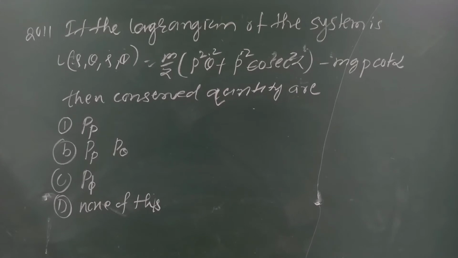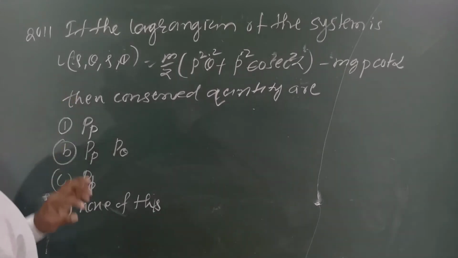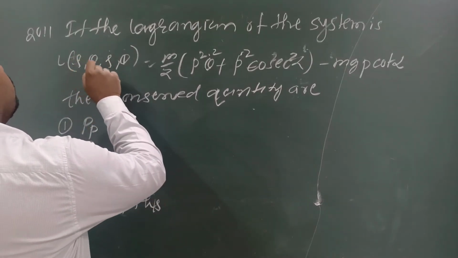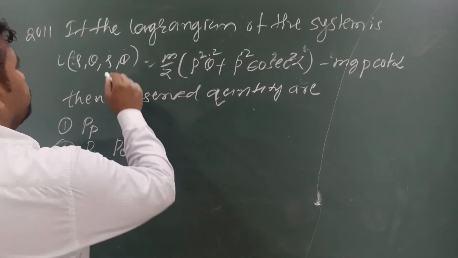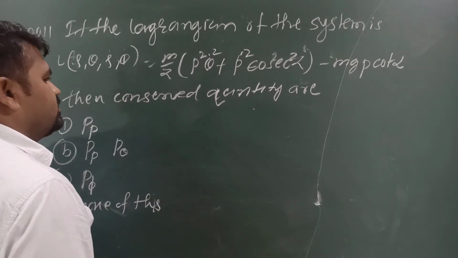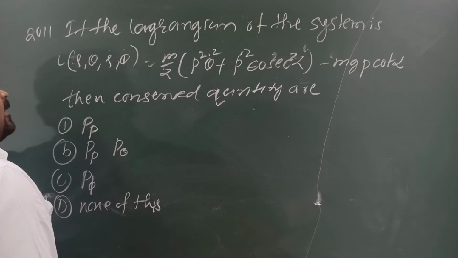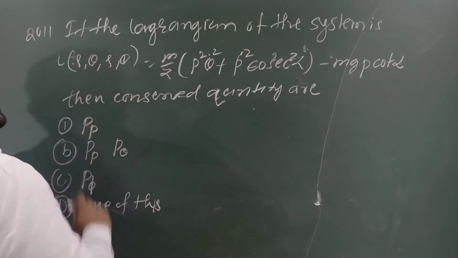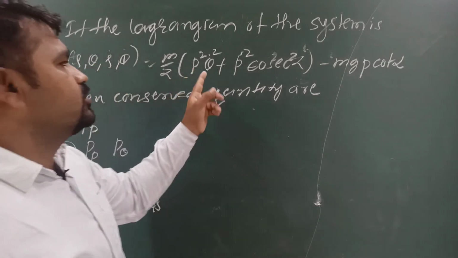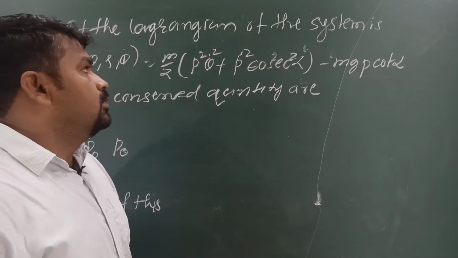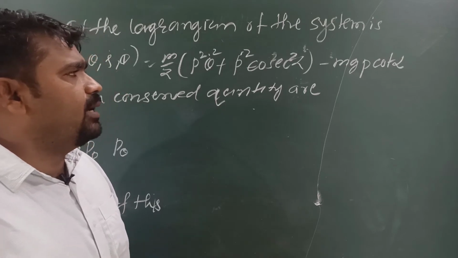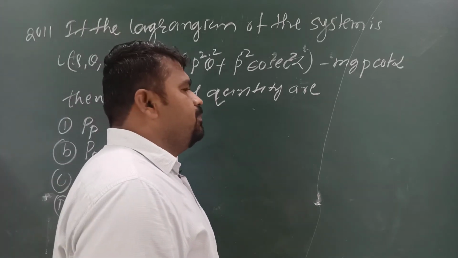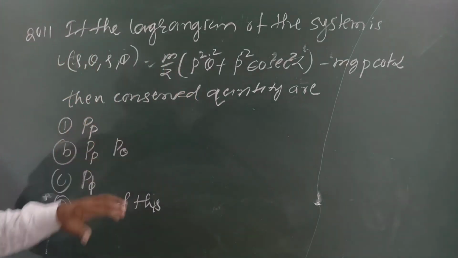Next problem. If the Lagrangian of a system is a function of rho, theta, rho dot, theta dot, and is equal to m by 2 times rho square theta dot square plus rho dot square cosec square alpha, minus mg rho cot alpha. Okay, and then the conserved quantity.